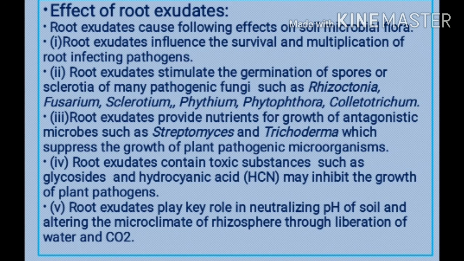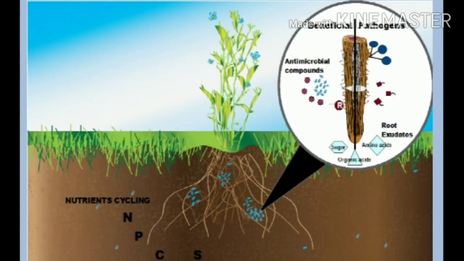But root exudates provide nutrients for the growth of even antagonistic microorganisms such as Streptomyces and Trichoderma, which suppress the growth of plant pathogenic microorganisms. So this is a beneficial effect of the rhizosphere. Root exudates stimulate the growth of antagonistic microorganisms such as Streptomyces and Trichoderma. They inhibit the growth of plant pathogenic microorganisms. In that way they protect the plants.